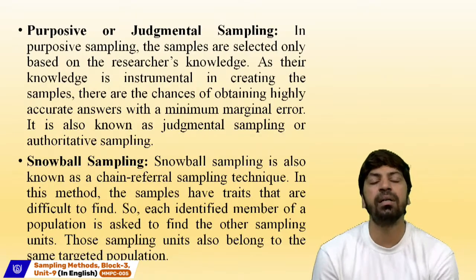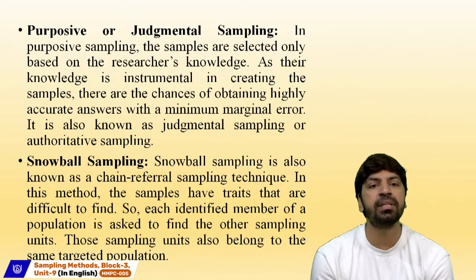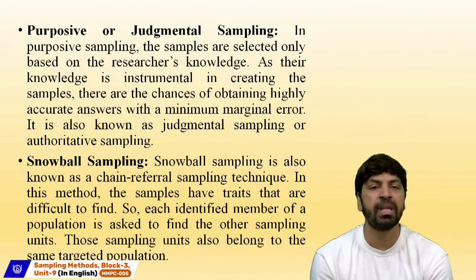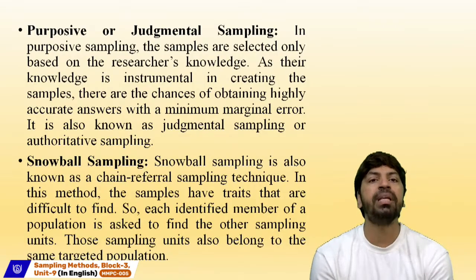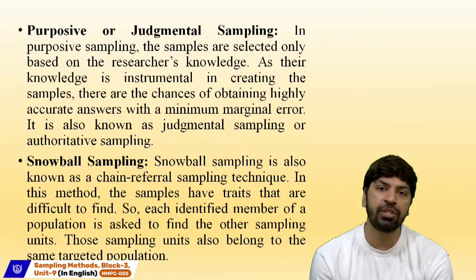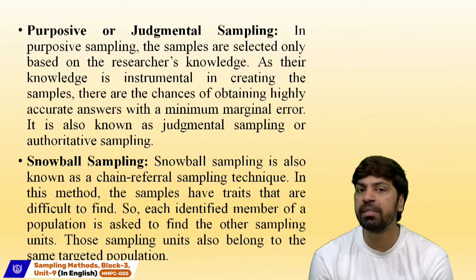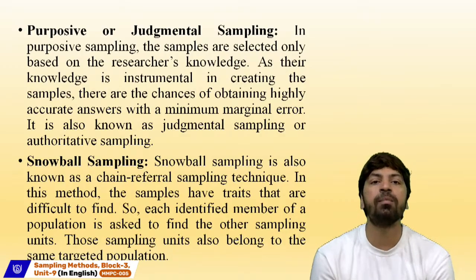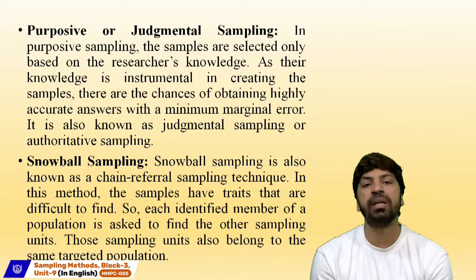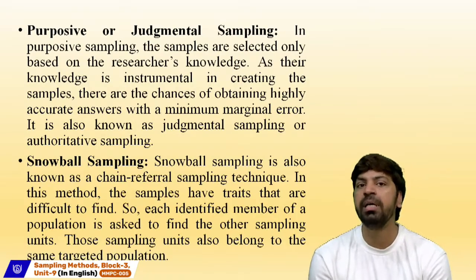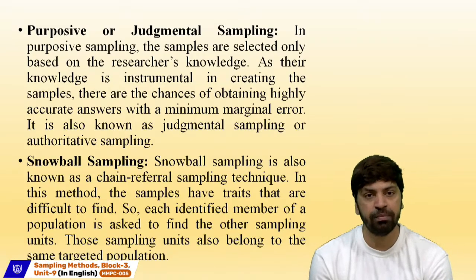The next method of non-probability sampling is purposive or judgmental sampling. In purposive sampling, the samples are selected only based on the researcher's knowledge, as the knowledge is instrumental in creating the samples. There are chances of obtaining highly accurate answers with minimal marginal error, and that is exactly why it is called judgmental sampling or authoritative sampling too.